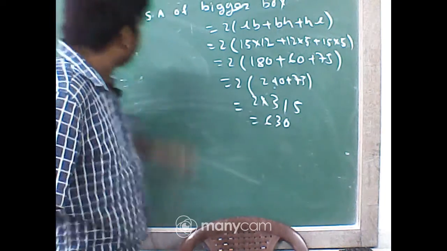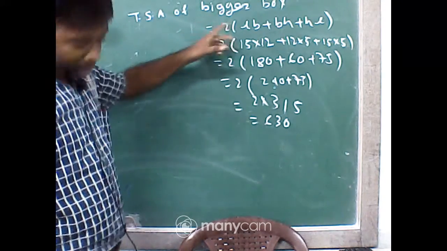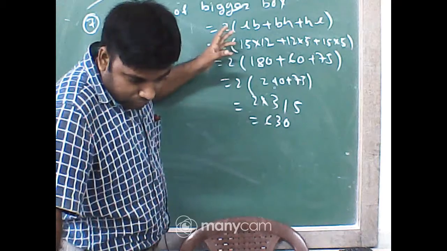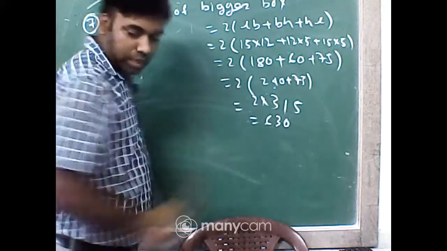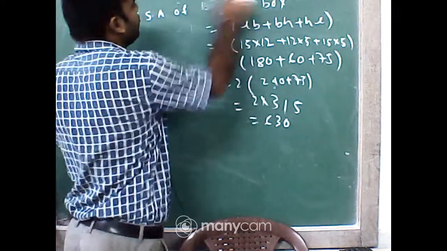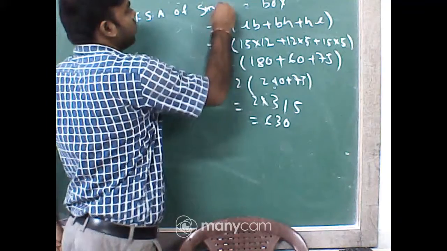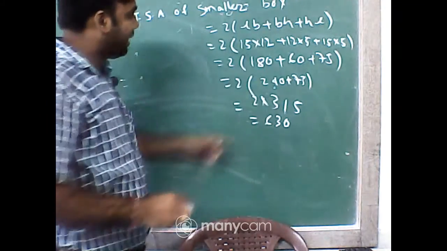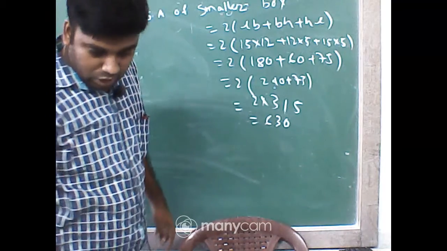Why is it the smaller box? Oh yes, in the case of 15 into, yes, that is the smaller box, not the greater box. That dimension is for the smaller box. Okay. The smaller box has 630 centimeter square.